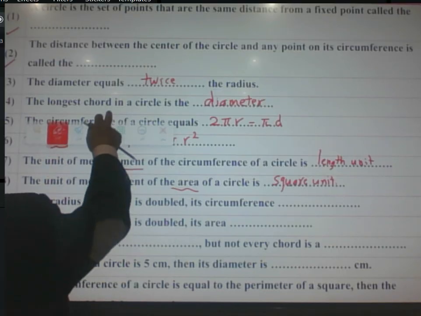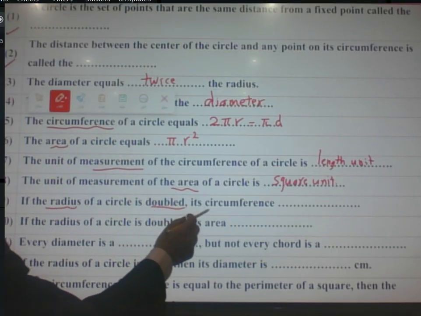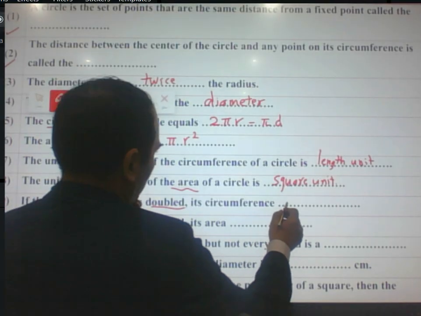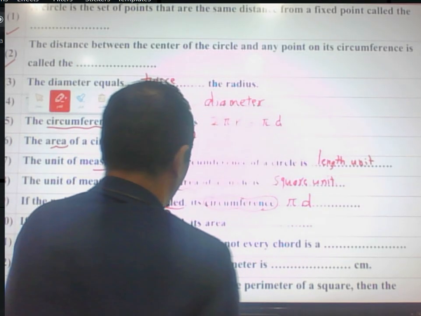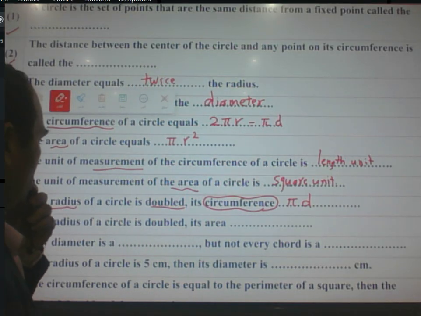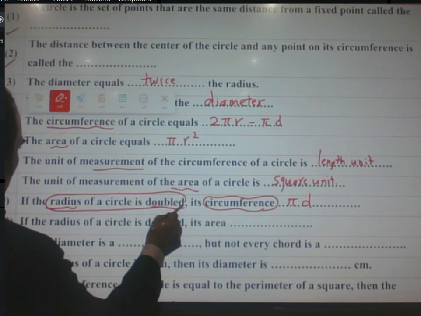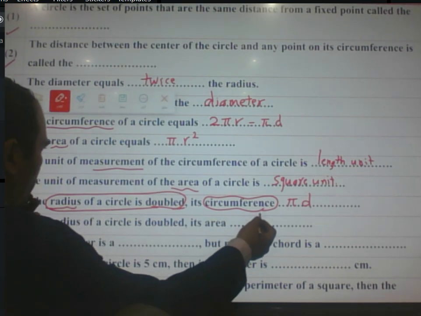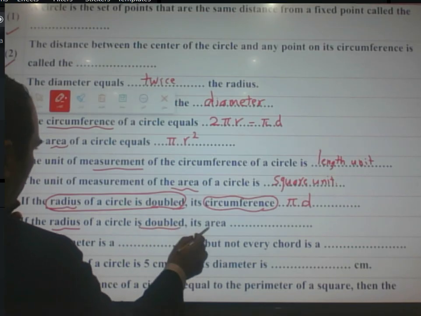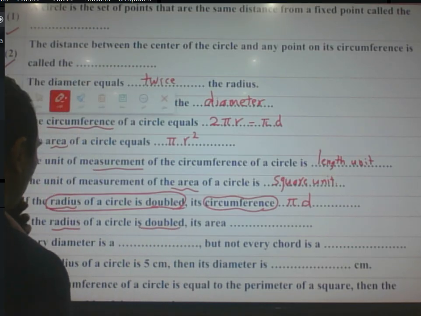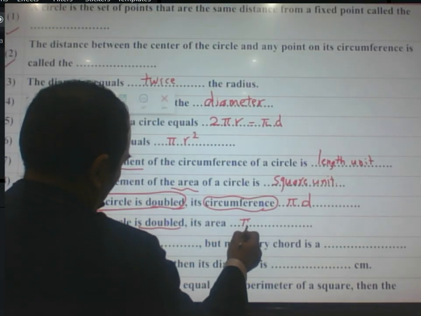Next question, number 9. If the radius of the circle is doubled, its circumference equals, we call it, 2 times 2πr. The circumference of the circle will be doubled, because the radius here is doubled. If we double the radius, the circumference will be doubled. And if the radius is doubled, what's the area? Look with me. The area will be πr².